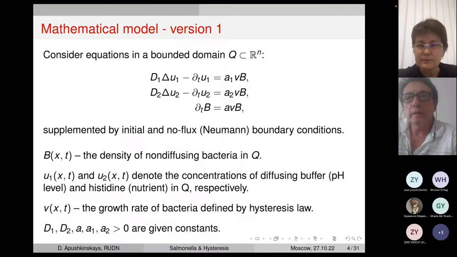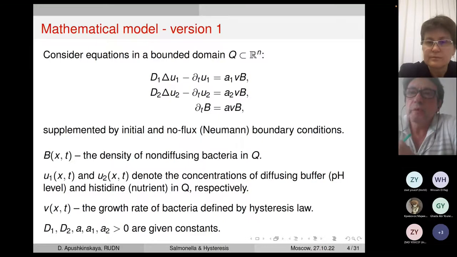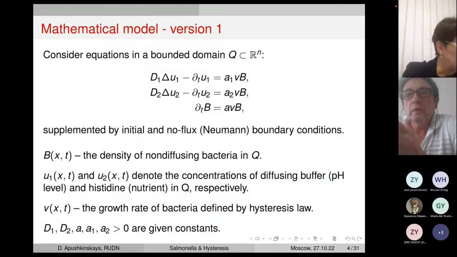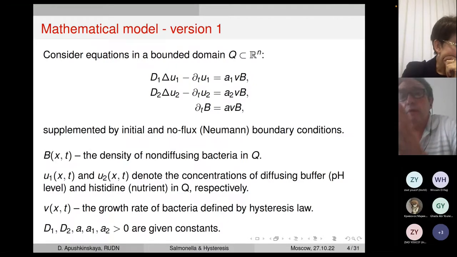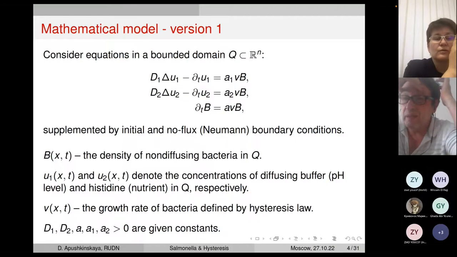Excuse me, Dara, can I ask some questions? Yes, of course. Or maybe you will explain the model later, but I would like to understand a little bit more the model which is written here. For example, what are the unknowns? U1, U2, and what? V or B? And what about B? So the equations are written in such a way that the third equation is with respect to B, because it looks like the derivative is of B. So the unknown functions are U1, U2, and B, and V also. And what is V? That is not exactly clear to me. Yes. Okay.